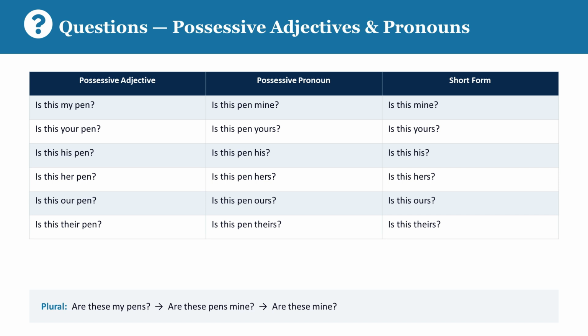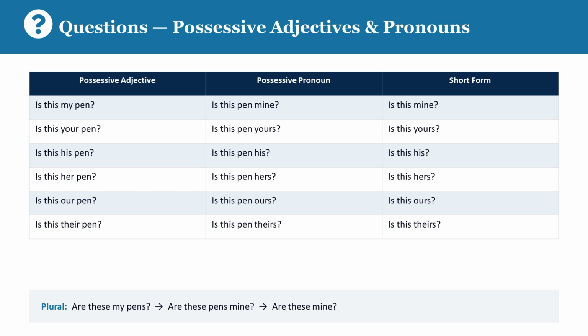Is this her pen? Is this pen hers? Is this hers? Is this our pen? Is this pen ours? Is this ours? Is this their pen? Is this pen theirs? Is this theirs? For plurals, we use are instead of is. Are these my pens? Are these pens mine? Or, are these mine? You can also ask descriptive questions like, is your pen black?